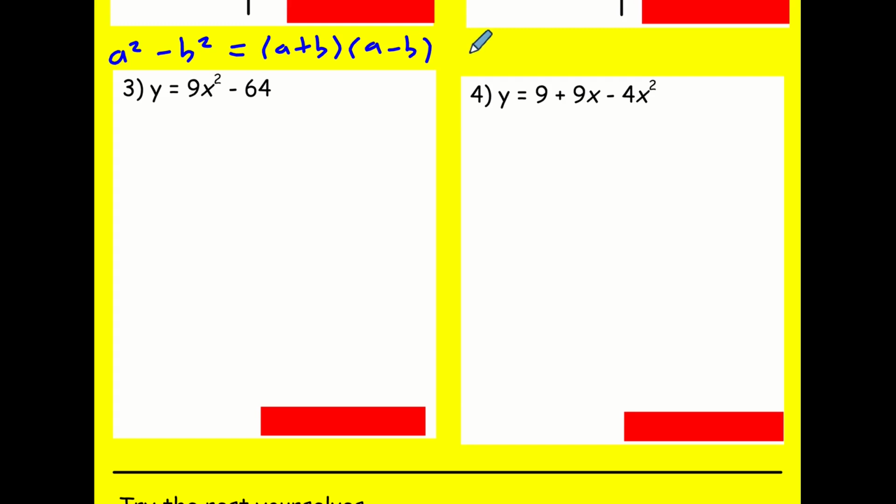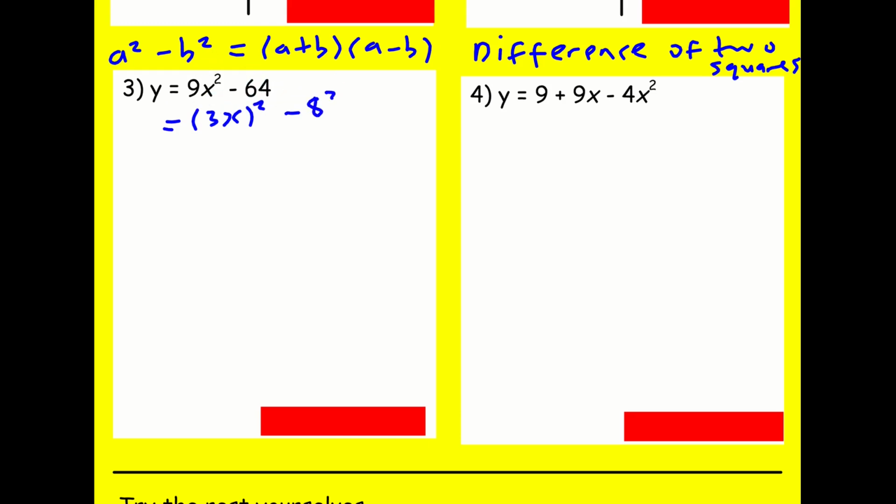Worth writing that down as well. Difference, meaning you're going to subtract two squares because we've got two brackets being squared. That might not seem like it, but I can write this as 3x all squared. We've done stuff on this in indices when we've expanded the brackets. You can put it back in like this, minus 8 squared. And that means it's now in this form, and I can literally write (3x + 8)(3x - 8).